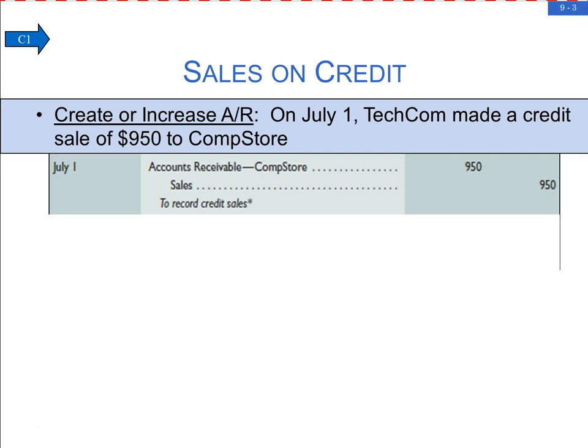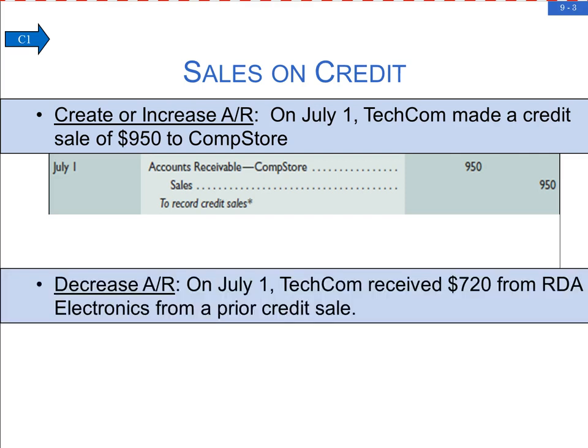Now let's take a look at an example of a decrease in accounts receivable. What we just saw before, when we make sales, would be an increase. This would be a decrease to an accounts receivable. By the way, you'll see me abbreviate accounts receivable as A/R. Feel free to do the same. On July 1st, the same day, our company received $720 from RDA Electronics, another customer of ours, from a prior credit sale. So we're going to want to reduce their accounts receivable.